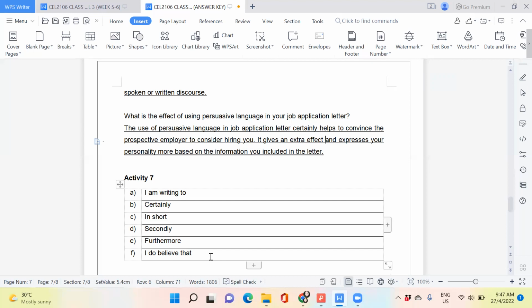Okay, how much do you believe that you can do this, you can do that. So in a way you're being persuasive to the readers, and you're trying to convince the reader that you really can do this, you really can do that. Okay, all right. So inilah antara contoh-contoh persuasive language that you can use.